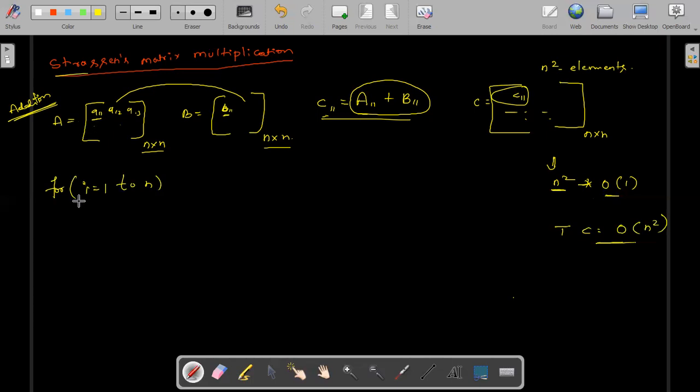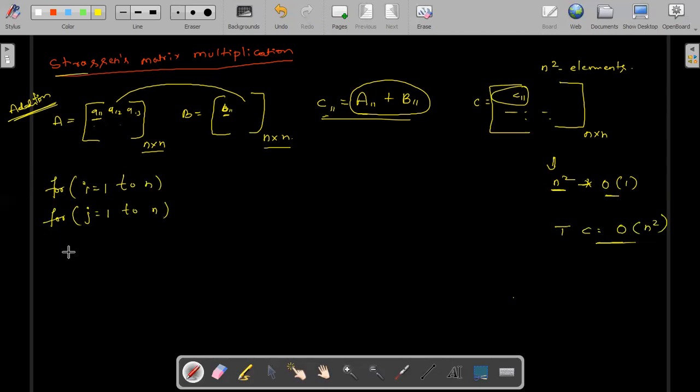Anyway, we will want to use the for loop for i as well as the for loop for j also. j is equal to 1, up to n. Okay, to get these elements, what is that? C11, C12, C13, all those things.